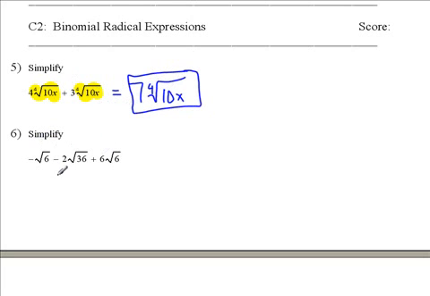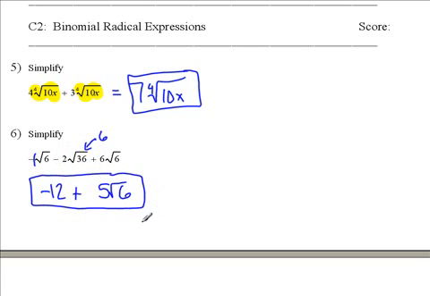Number 6, I see a negative 1 root 6. I see a positive 6 root 6. If I combine that, that's 5 root 6. I see a square root of 36. I know that's 6. And I know negative 2 times 6 is negative 12. So I have negative 12 plus 5 root 6. And that's all there is to number 6.